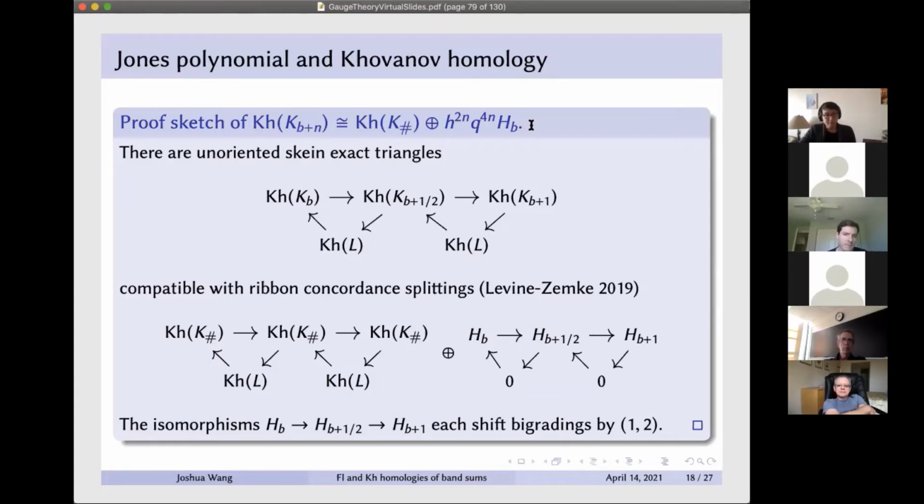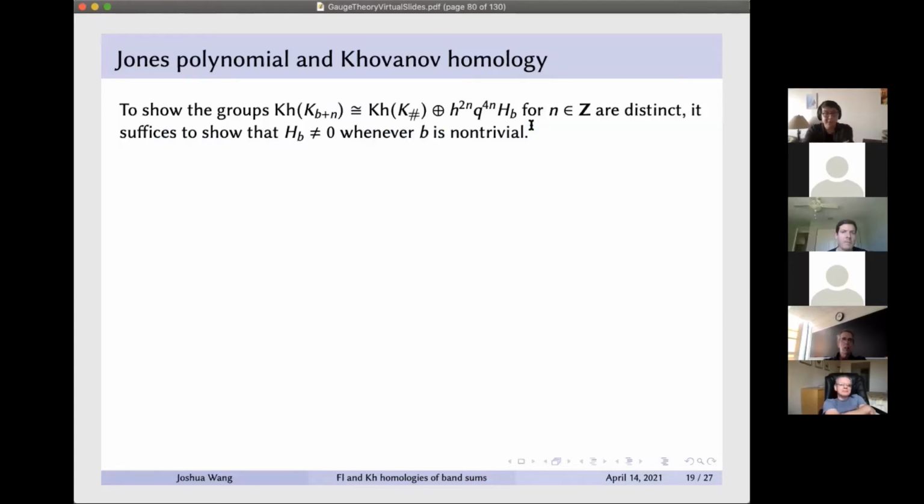Okay. So now we're in a pretty good position to distinguish the knots KB plus N. We know that the way that the Khovanov homology groups are changing is that you've got a stationary part, and then you've got HB, and it's moving as you add these twists. So if you want to distinguish all the knots, you just have to show that that moving part is not 0. It's not the 0 vector space. So the question is: is HB non-zero whenever the band is non-trivial? Does Khovanov homology detect the trivial band?